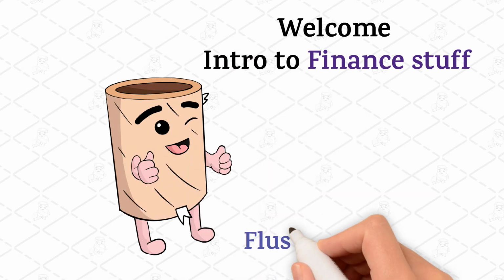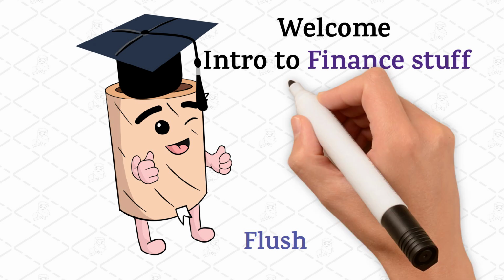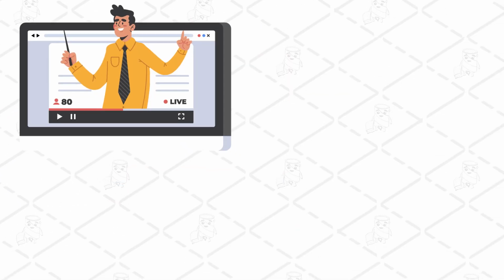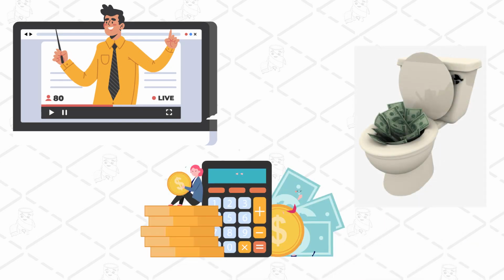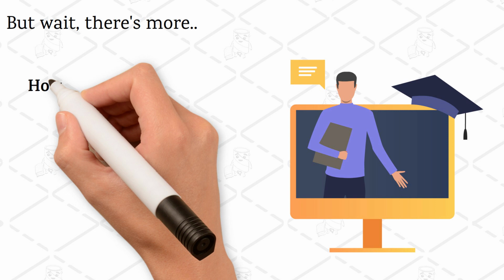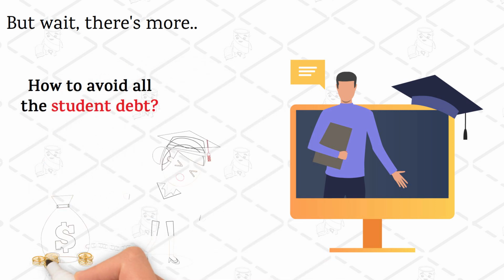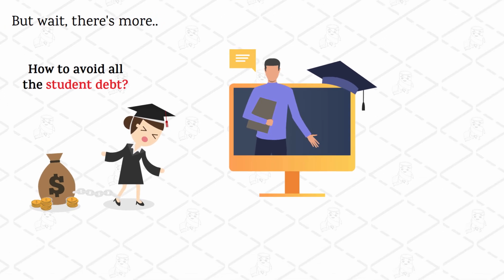This is Flush. We'll be using him as an example for a lot of what we'll be teaching in this course. The point of this course is to teach you enough about how money works that you don't flush too much of yours down the toilet when you move out of the house. But wait, there's more. We'll also be teaching you how you can start preparing now to avoid all the student debt the adults in your life are still paying off.